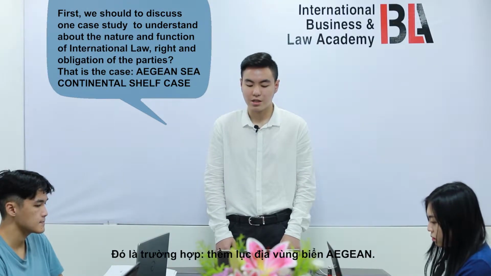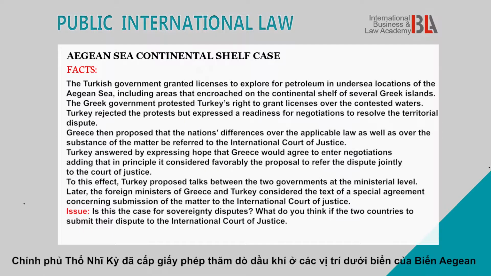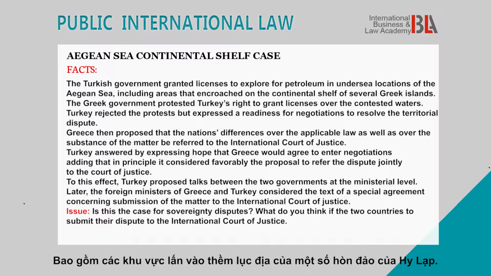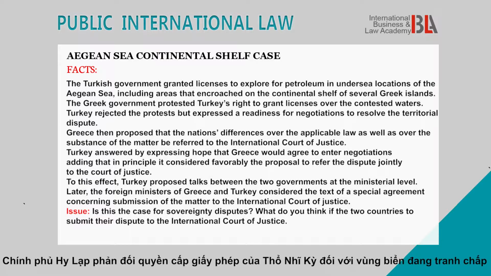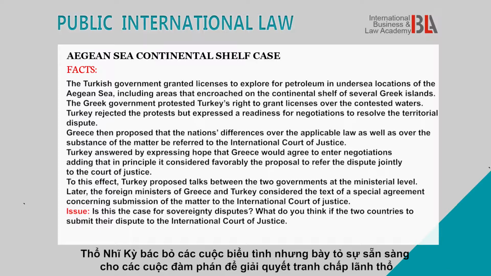The Aegean Sea Continental Shelf case. Facts: The Turkish government granted licenses to explore petroleum in undersea locations of the Aegean Sea, including areas that encroach on the continental shelf of several Greek islands. The Greek government protested Turkey's right to grant licenses over the contested waters. Turkey rejected the protest but expressed a readiness for negotiations to resolve the territorial dispute.